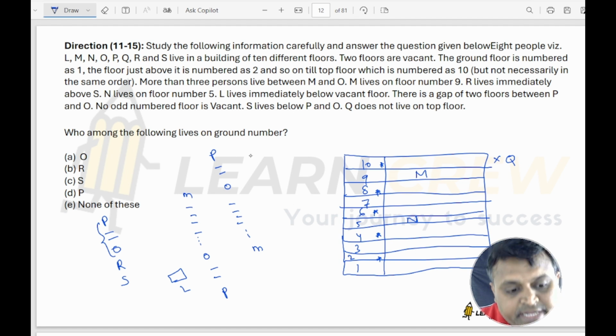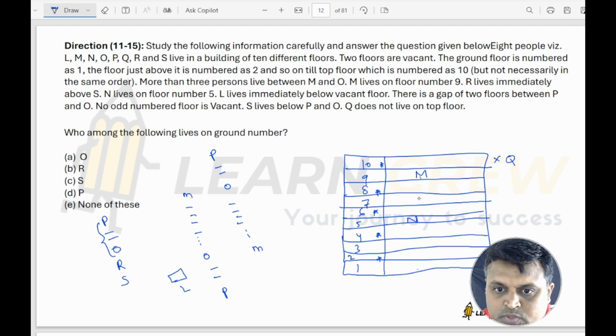Where can I pick the solution? More than 3 persons live between M and O, so definitely M cannot be here. M is already here. So more than 3 persons means definitely O has to be below.